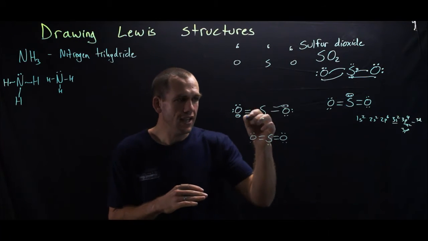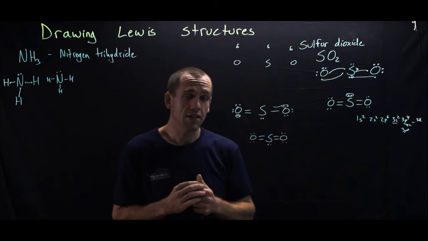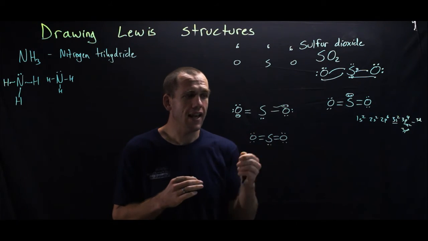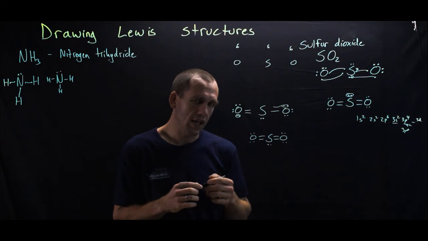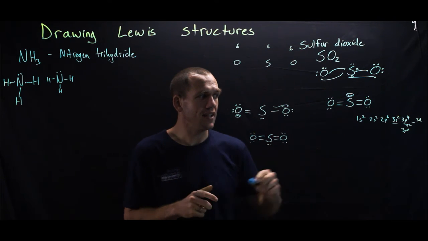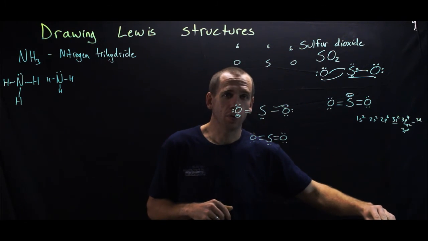Okay. So occasionally you will see in atoms in the 3rd period and beyond that they can expand their octets and actually have more than 8 valence electrons. That's okay. There is a d orbital there that can hold those electrons.